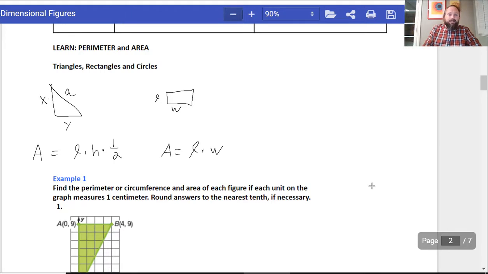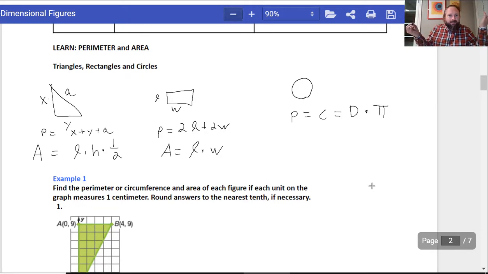But the perimeter for the triangle is x plus y plus a. The perimeter on the rectangle would be 2 of the lengths plus 2 of the widths. Finally, for the circle, the perimeter is equal to the circumference, which is the diameter times pi. Once we figure out what the diameter is, times pi, you've got the perimeter.